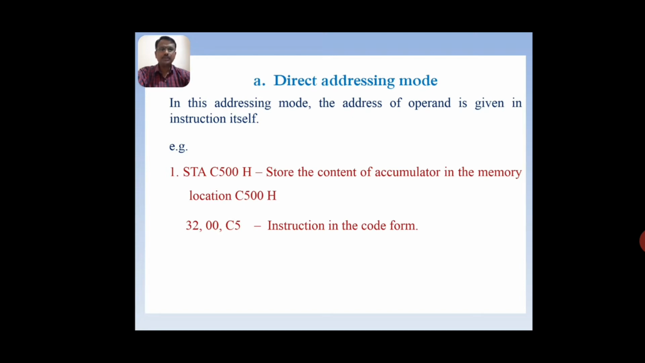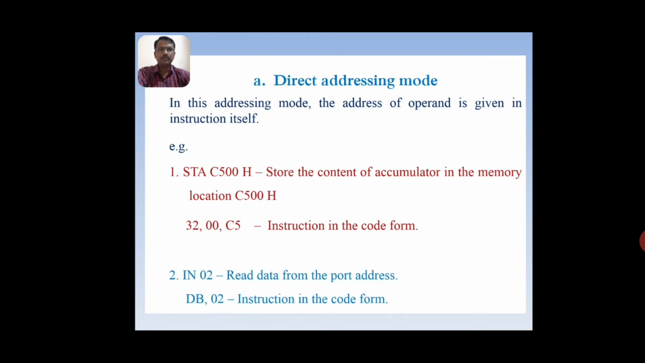So here in this instruction, address of operand means data is stored at a particular memory location, and the address of that memory location is given in the instruction itself. The instruction will require 3 bytes to specify. 32 will be the opcode of that instruction, 00 the lower 8-bit address, and C5 the higher 8-bit of address.